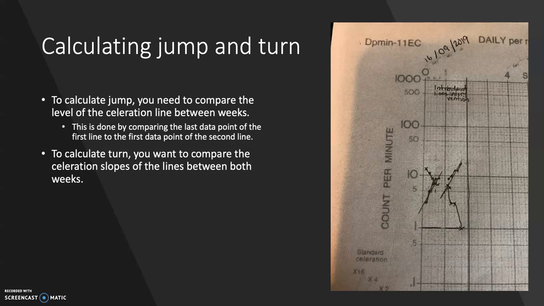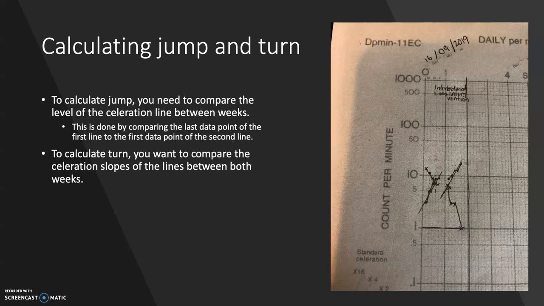For turn, you want to compare the slope of the acceleration lines between the weeks. Again, there was no change in acceleration. That is, they were both acceleration of times 2. So I will record that there was no turn. Typically, we do not record when there is no change in jump or turn, but since this is a learning exercise, we are asking you to do it.